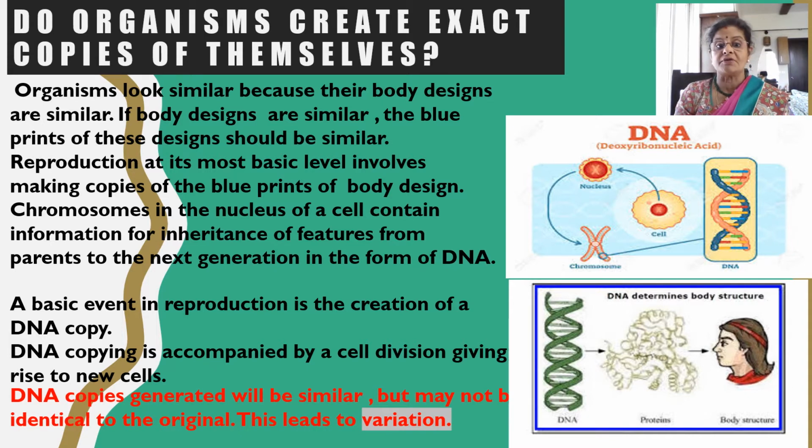Chromosomes in the nucleus of a cell contain information for inheritance of characters from parents to next generation in the form of DNA. We all know this when we learned about the cell in class 9. A basic event in reproduction is the creation of a DNA copy. DNA copying is accompanied by a cell division, giving rise to new cells. DNA copies generated will be similar but may not be identical to the original. This leads to variation.